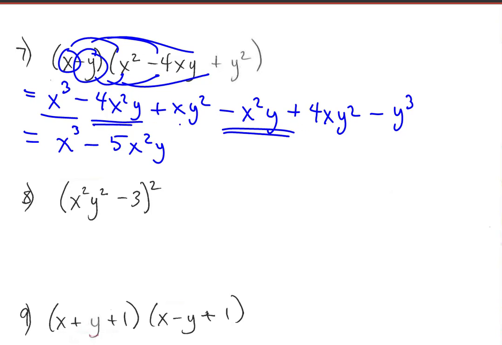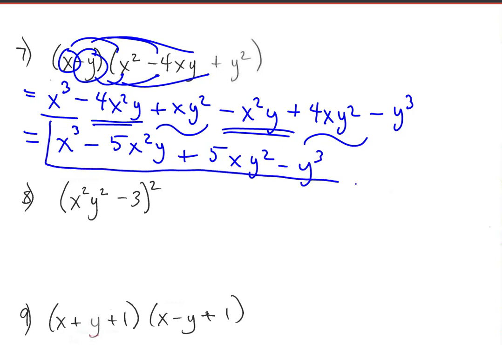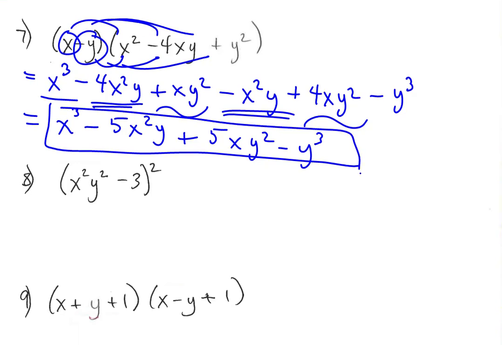Then I'll notice we have a plus xy squared, and there's another one of those as well, plus 4xy squared. So together that'd be a plus 5xy squared. And then at the end we have this lonely minus y cubed with nothing to combine, so we'll leave that alone as part of this combined answer at the end. Okay, let's go on to the next one we have listed here.